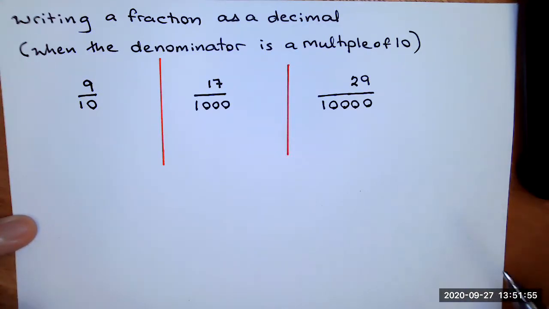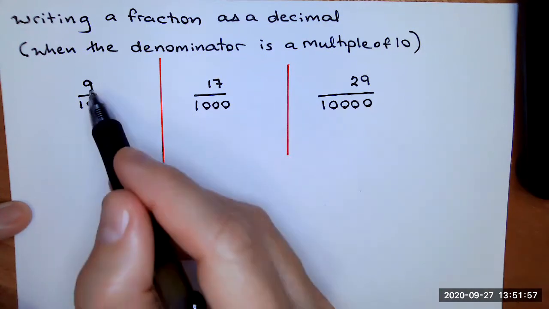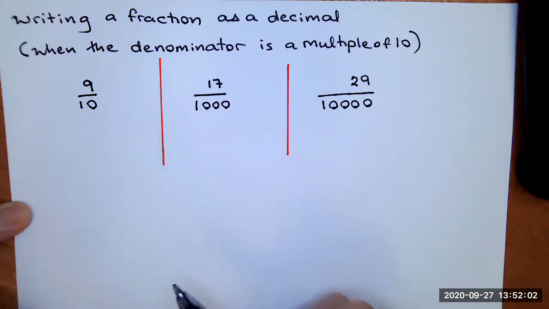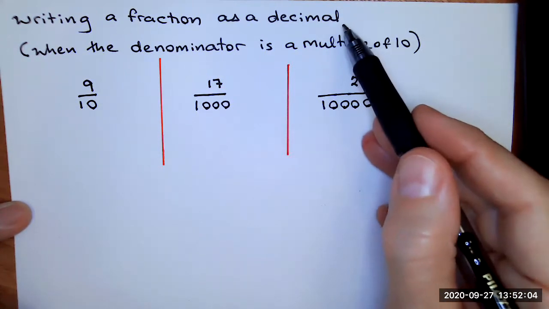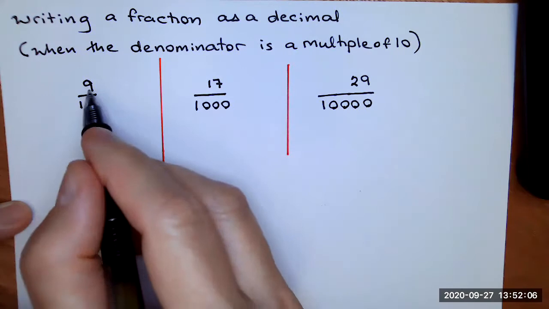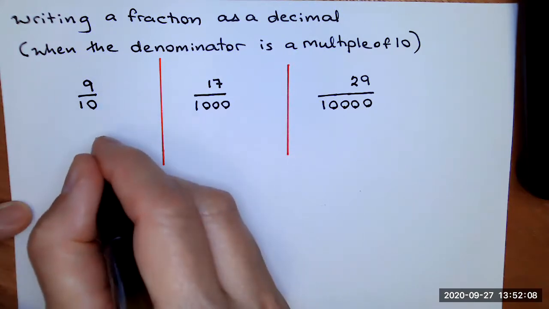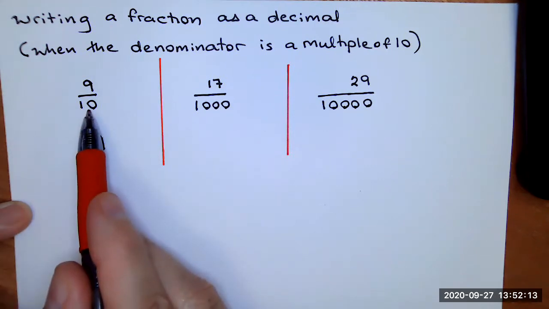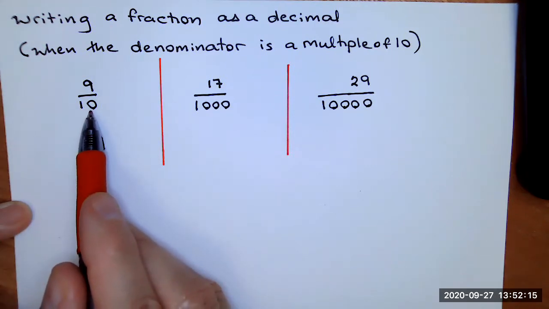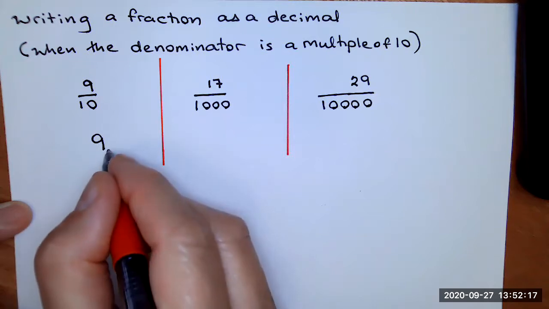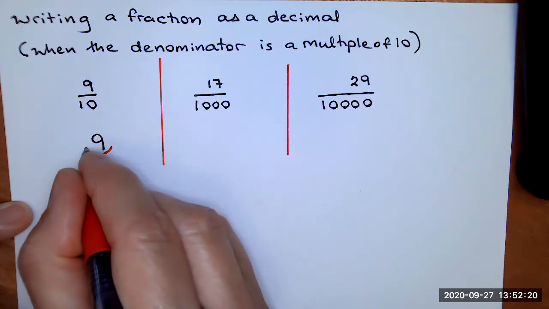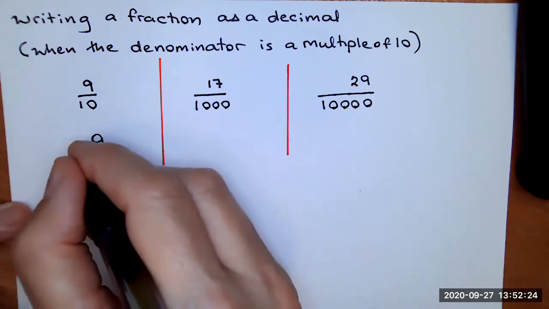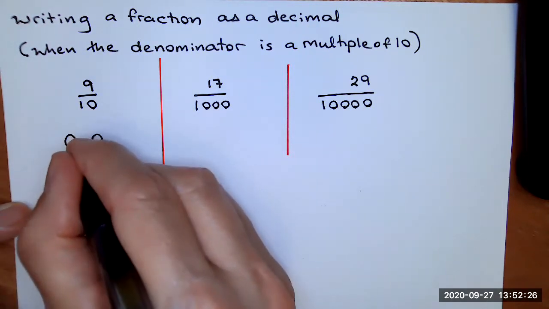All right, let's go the other way. If you have a fraction whose denominator is a multiple of 10, how do you write that as a decimal fraction? Well, you just write the numerator. You count the number of zeros in the denominator. There's 1. You start at the right, and you move the decimal point that many places. And then if there's nothing in front, you put a 0.